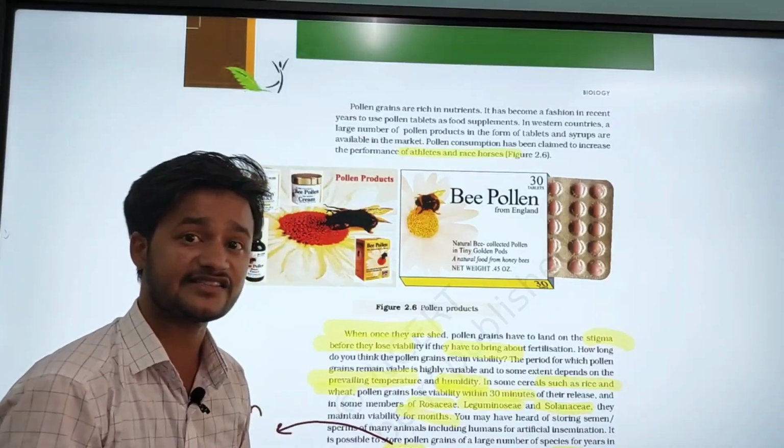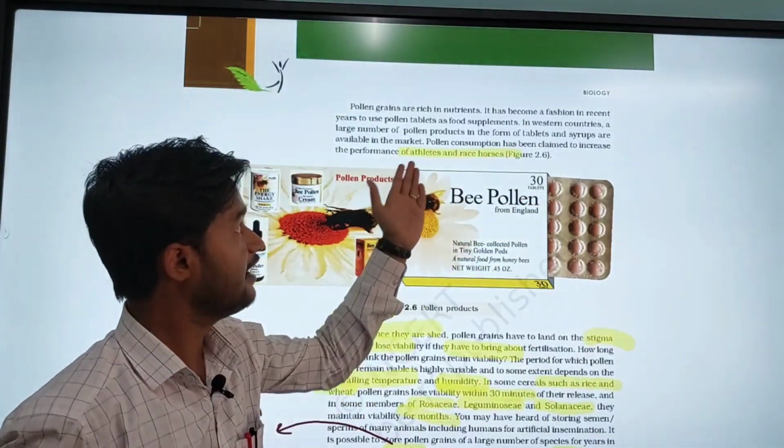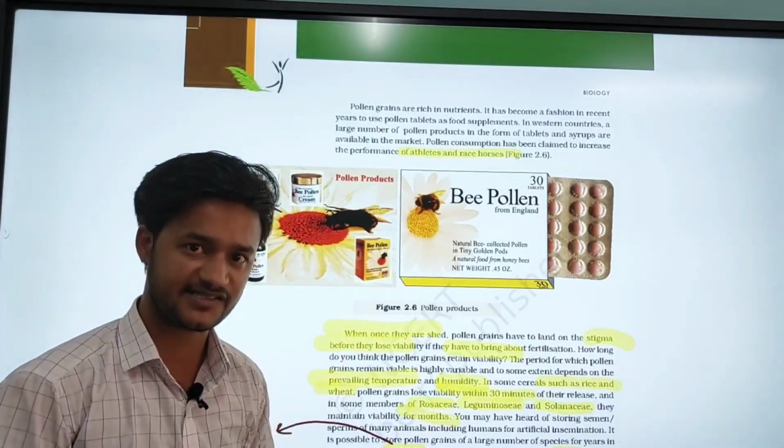It has been claimed to increase the performance in athletics and race horses, right.